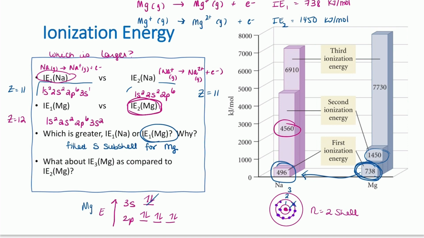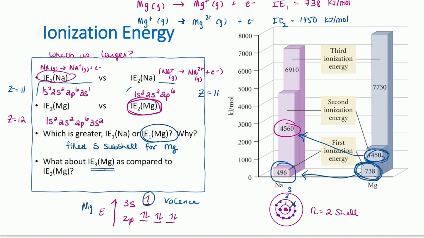But once I get rid of that first electron for magnesium, all that's left now is just one more electron. This is still a valence electron. Hence why it takes so much less energy than the second electron for sodium.